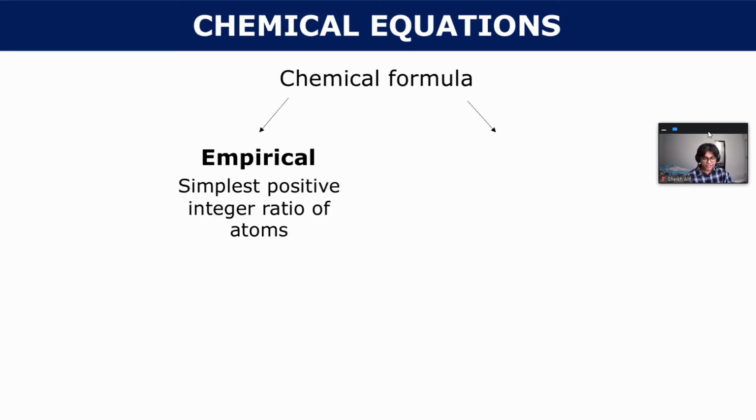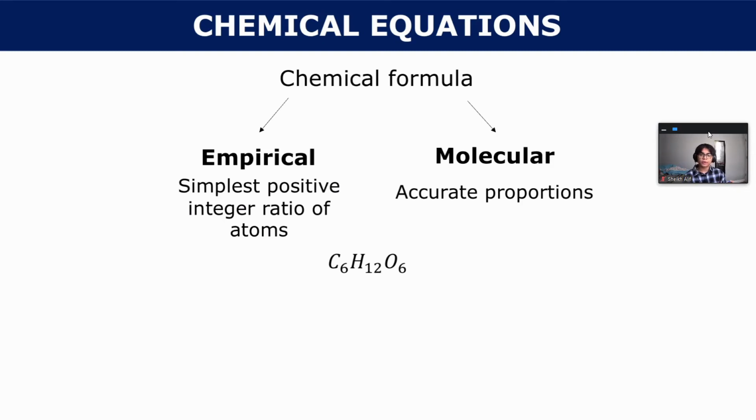The first one is an empirical formula, which is the simplest positive integer ratio of atoms. And the second one is molecular, which are the accurate proportions. And you might be wondering what this means. Well, let's take a look at an example like C6H12O6, which is the chemical formula of glucose. This is the molecular formula, because it is telling you that in one molecule of glucose, you're going to find 6 atoms of carbon, 12 atoms of hydrogen, and 6 atoms of oxygen.